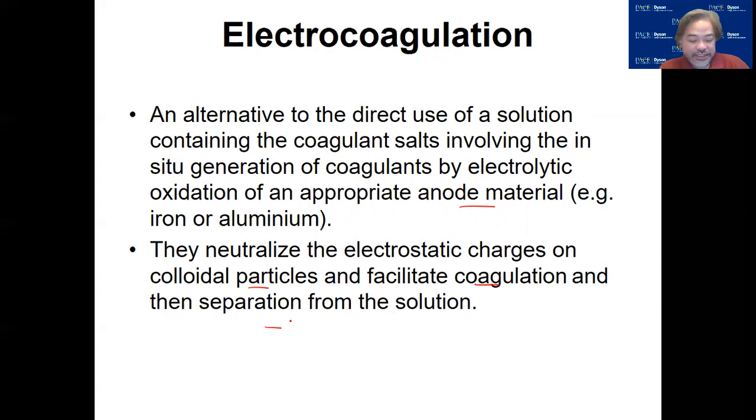Okay, and if you look at the advantages of this electrocoagulation compared to the other methods, it includes high particulate removal efficiency. It also includes a compact treatment facility, a relatively low cost, and the possibility of complete automation.